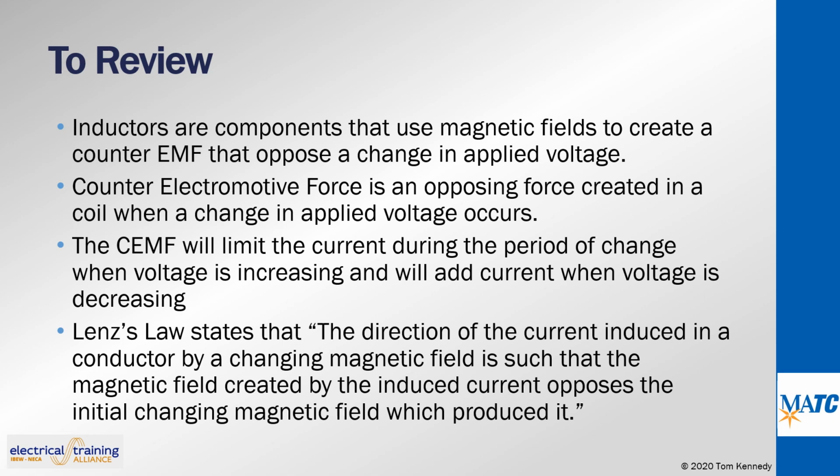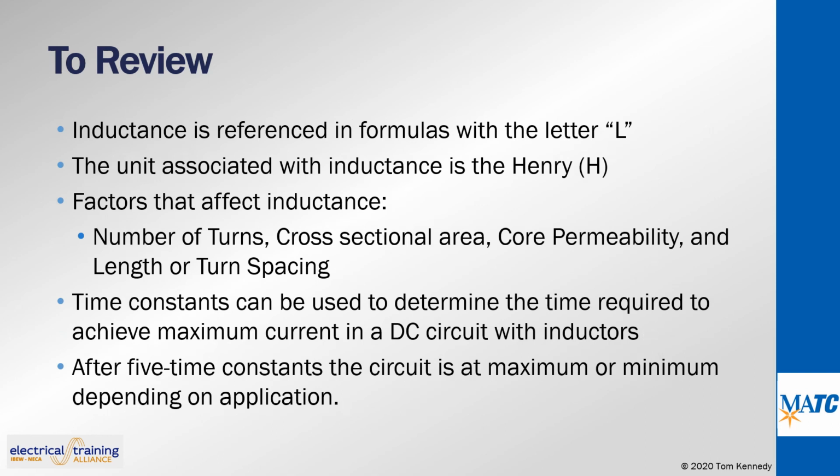An inductor is a passive electrical component consisting of a coil of wire which is designed to take advantage of the relationship between magnetism and electricity as a result of an electric current passing through the coil. Inductance uses the letter L in formula designation. The unit associated with inductance is the Henry. The factors that affect the inductance of an inductor are number of turns, cross-sectional area, core permeability, and length or turn spacing. Time constants can be used to determine the time required to achieve maximum current in a DC circuit with inductors. After 5 time constants, the circuit is considered to be at its maximum or minimum depending on the application.